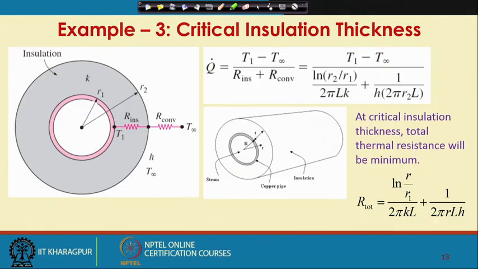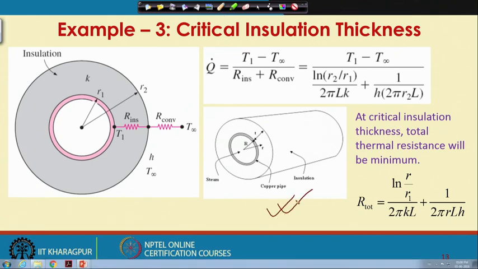As a third example, let us take the case of critical insulation thickness. Consider this example. You have a pipe through which steam flows. Let us consider there is a copper pipe. So, inside a copper pipe the steam flows, and to arrest heat loss you are putting insulation around it.